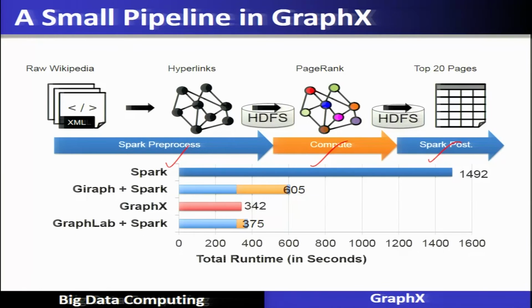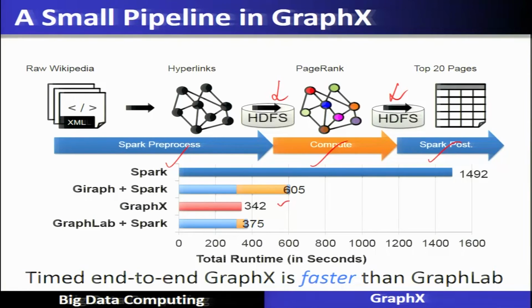If we use this particular pipeline, you see that the smallest time is taken by GraphX. Why? Because the view of table and graph is integrated, or unified, in GraphX, whereas in all the other frameworks this pipeline needs a lot of inefficiencies due to the internal HDFS storage for handling 2 different viewpoints. Therefore, timed end-to-end, GraphX is faster than GraphLab also.